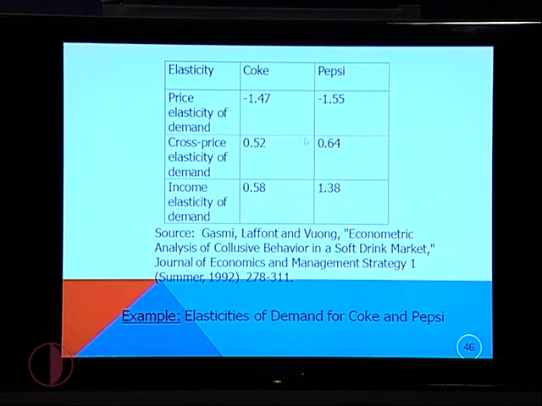The cross price elasticity of demand is estimated for Coke and Pepsi, as you are observing here. It is less than 1, more than minus 1 for price elasticity, and here again more than 1 for the income elasticity of demand. The cross price elasticity is important between Coke and Pepsi: if the Coke price is reduced, how is it affecting Pepsi, for example? If Pepsi reduces its price, what will happen to Coke?